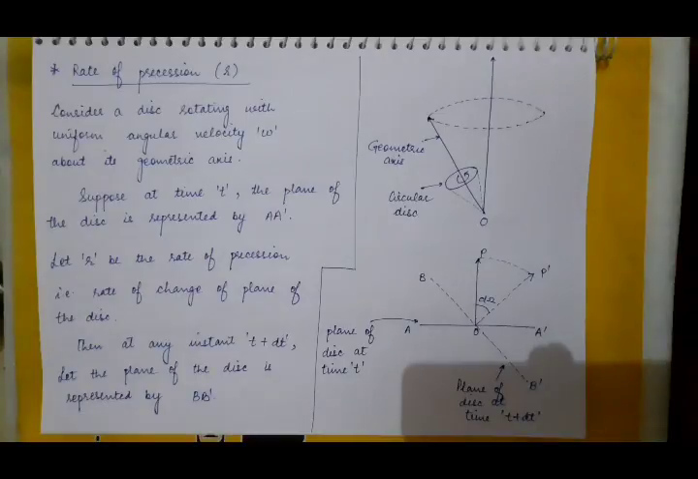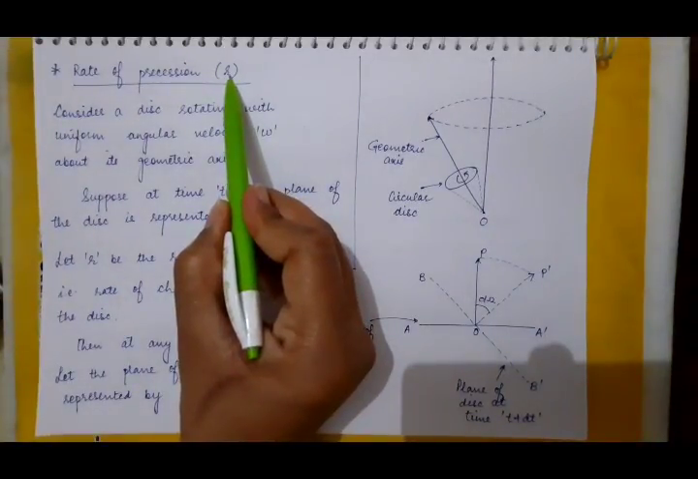Now what is the rate of precession? That is how many times in 1 second the direction of the axis of rotation will change. That is known as the rate of change of direction of the axis of rotation, that is known as the rate of precession, and it is denoted by small r.